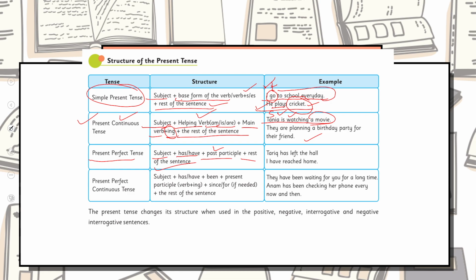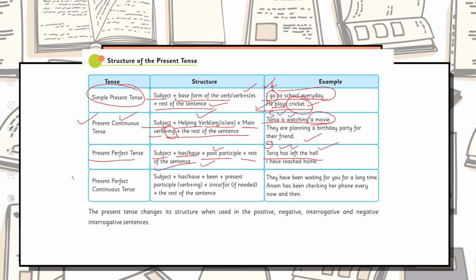For example, Tariq has left. Tariq is our subject, has, have is our helping verb, and past participle of leave. It is left. Left is a past participle of the verb leave, plus the rest of the sentence. So you can see by using the structure, we created a successful sentence in the structure of present perfect tense.